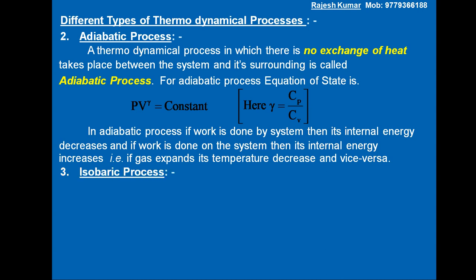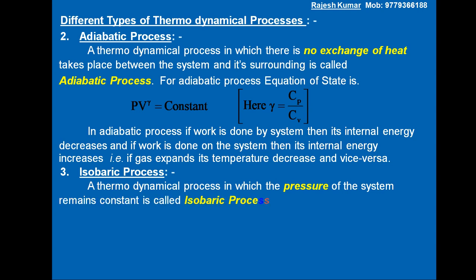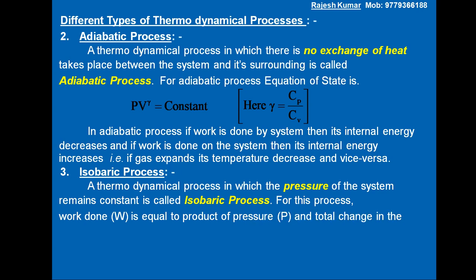Number 3, isobaric process. A thermodynamical process in which the pressure of the system remains constant is called isobaric process. For this process, work done W is equal to the product of pressure P and total change in the volume delta V of the gas. That is, W equals P into delta V.